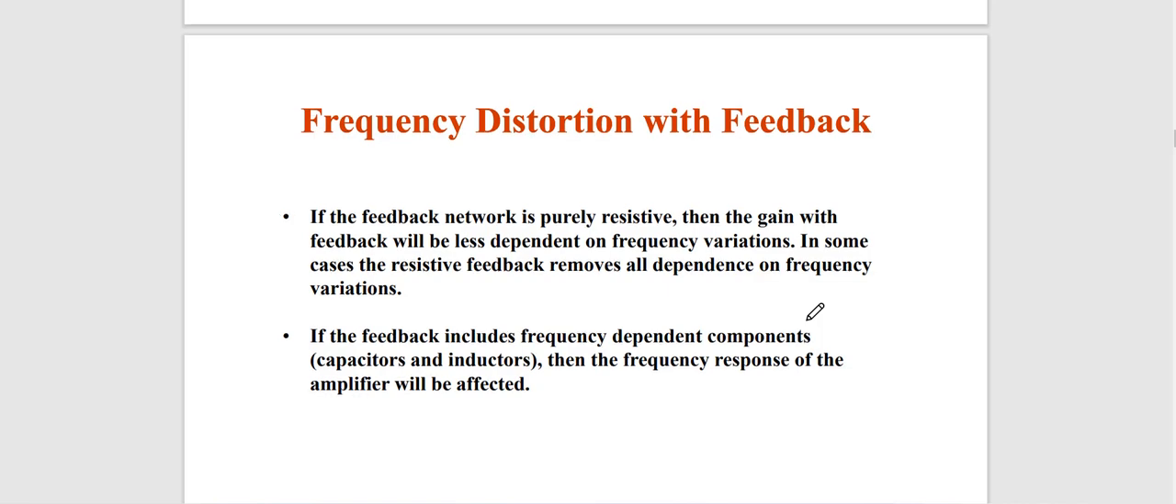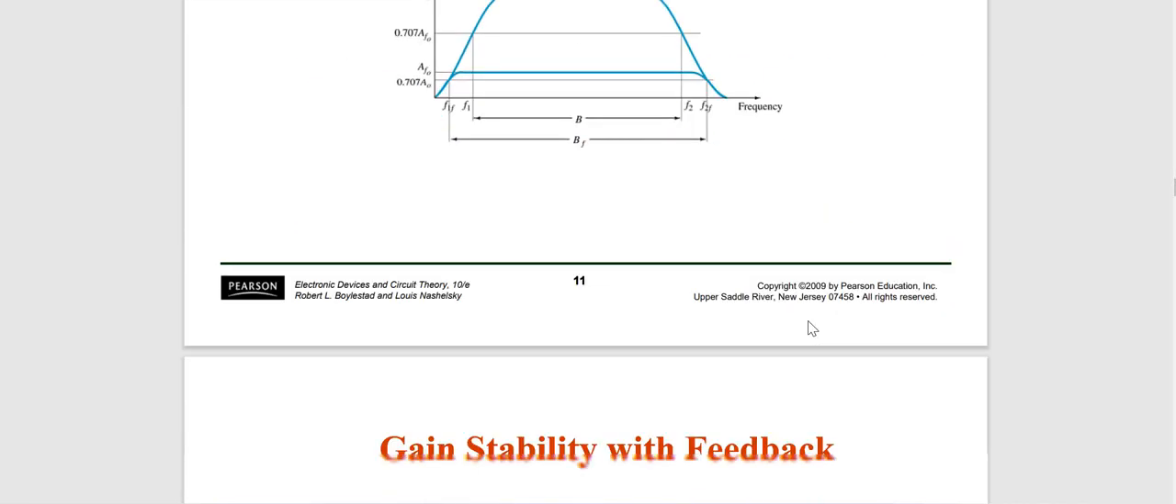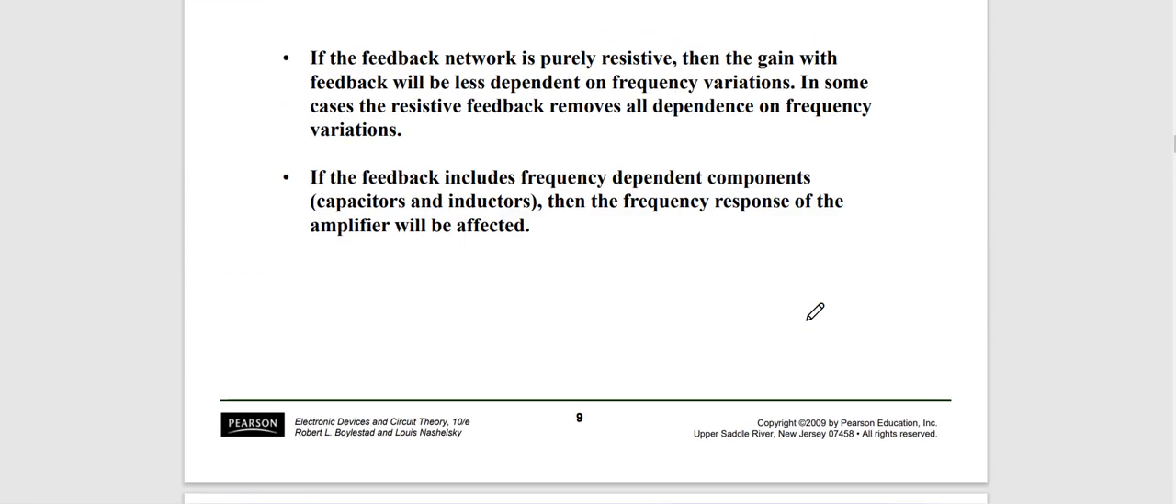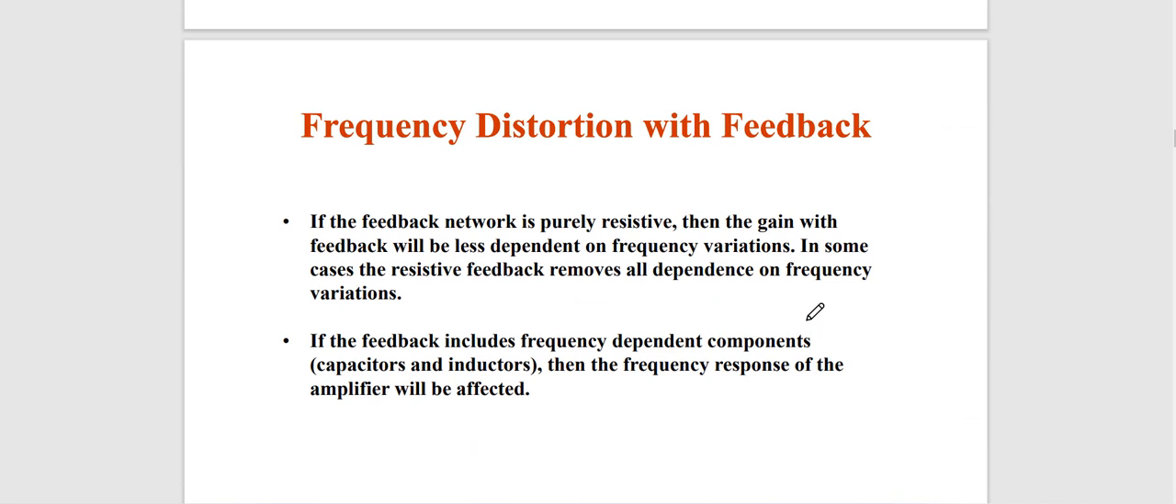Okay, so for the feedback, we have many issues. The first one is frequency distortion. If the feedback network is purely resistive, the gain with feedback will be less dependent on the frequency variations. Because resistive impedance is not related to the frequency, if we make the feedback network purely resistive, there are no frequency variations.